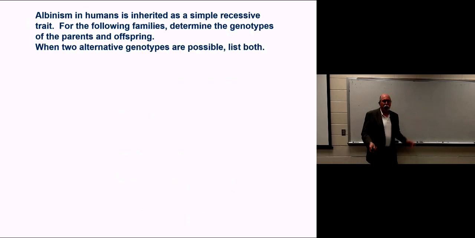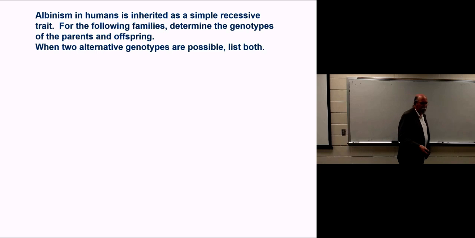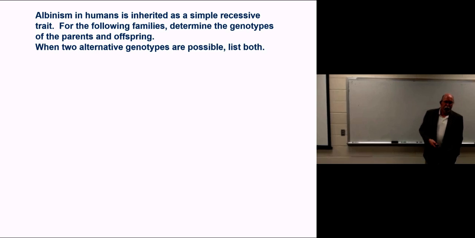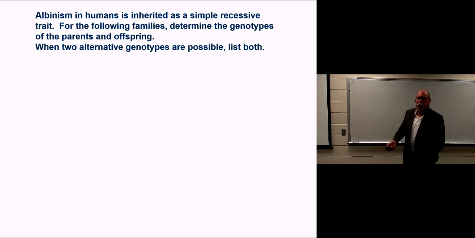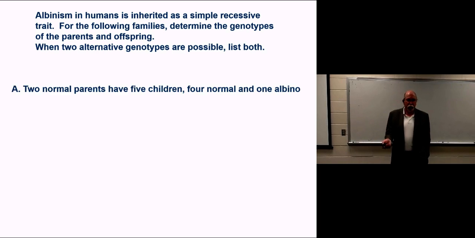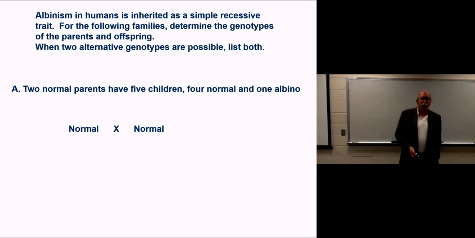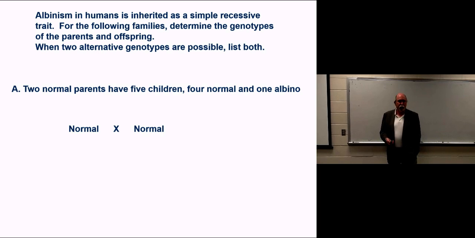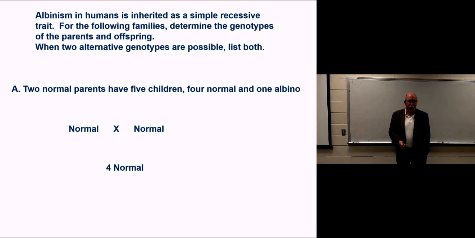Okay, let's try a couple more simple problems. Albinism, lack of pigmentation in humans, is a simple recessive, and we want to know from some parents and progeny what were all the genotypes. In other words, we want you to diagram some crosses here. Two normal parents have 5 children, 4 normal, 1 albino. Write down what you know. You got normal times normal. They must have a normal allele, call it whatever you want, big N or whatever, and they produce 5 kids, and 4 of them are normal, 1 albino.